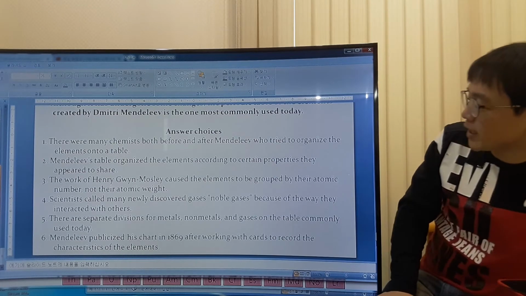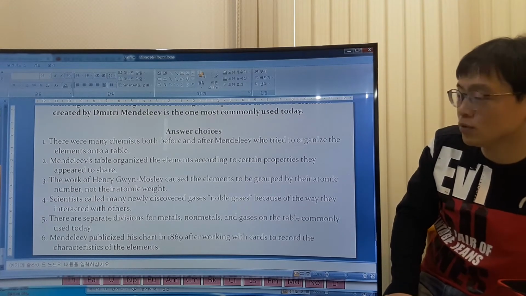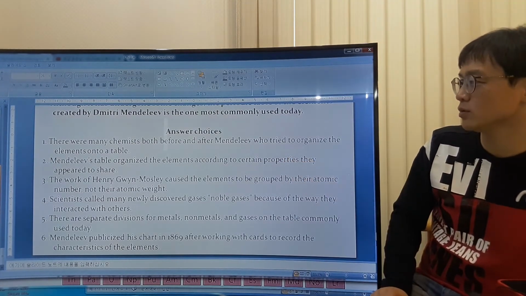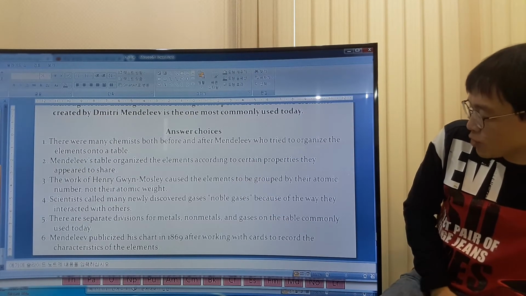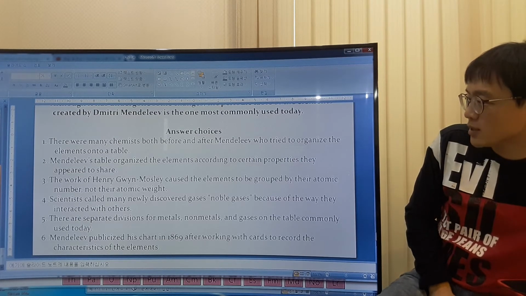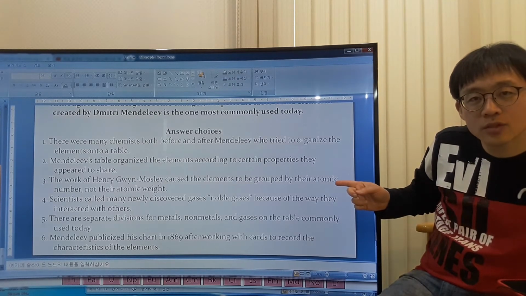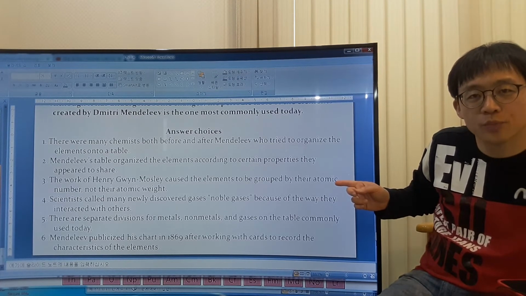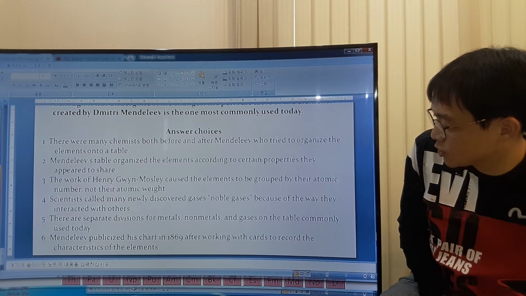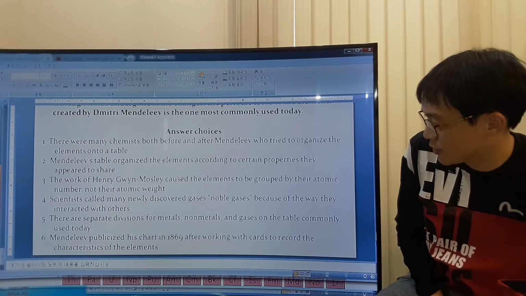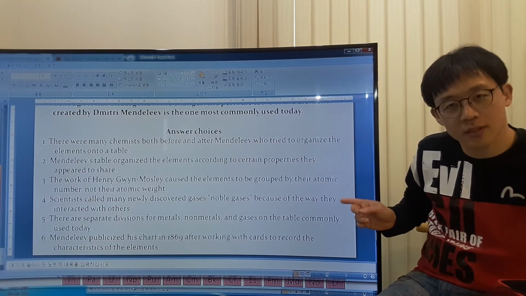Mendeleev's table organized the elements according to certain properties they appear to share. This is right? And this could be important. This is about the Mendeleev table. So we're going to pick two. The work of Henry Moseley caused the elements to be grouped by their atomic number and not by their weight. This is one paragraph of the whole passage, one part. So we're going to pick this one too. Scientists called the many newly discovered gases noble gases because of the way they interacted with others. This is a small fact for sure, so you're not going to pick this, okay?